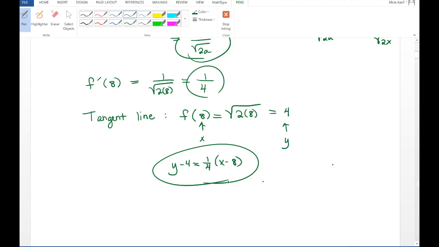Can you remind me who Lord is? Yes. And what if, I'm not going to write it down, but what if I had asked for the normal line? We would just change that to a -4 slope. Good.